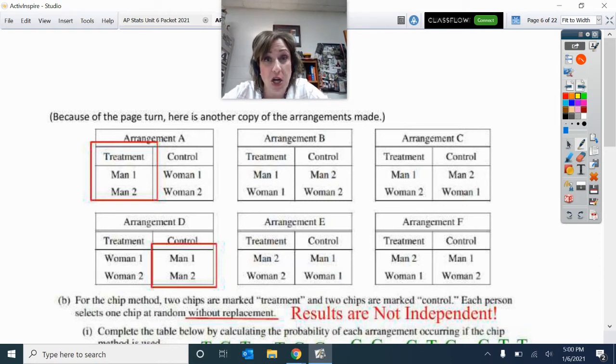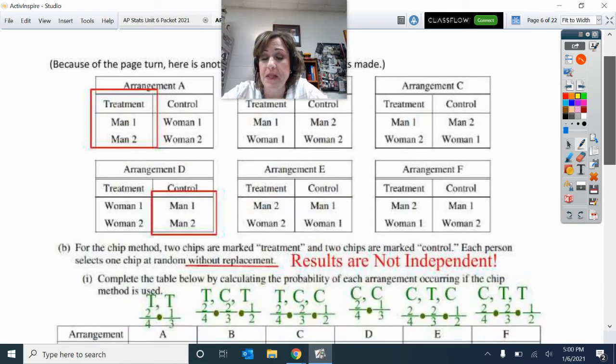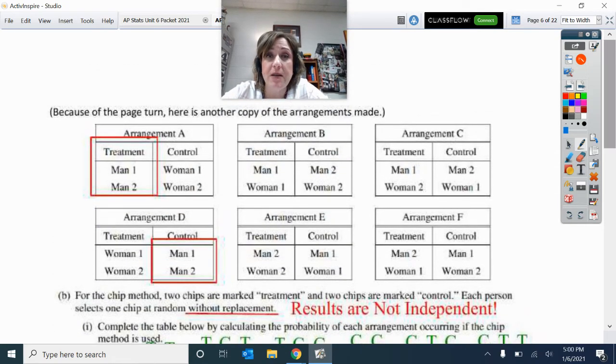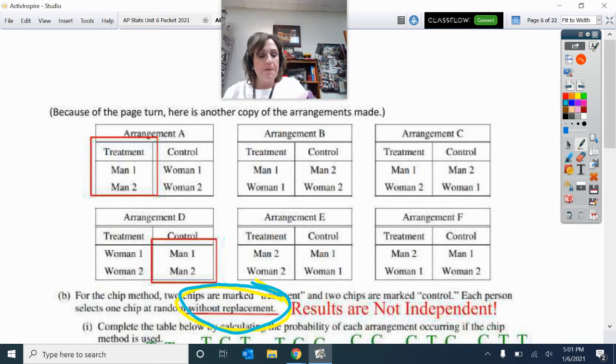So let's read the process for this one. For the chip method, we have a bag, and in this bag we have put chips, like poker chips. Two of the chips have a T on them for treatment, and two of the chips have a C on them for control. Each person selects a chip, but look, without replacement is a big deal.